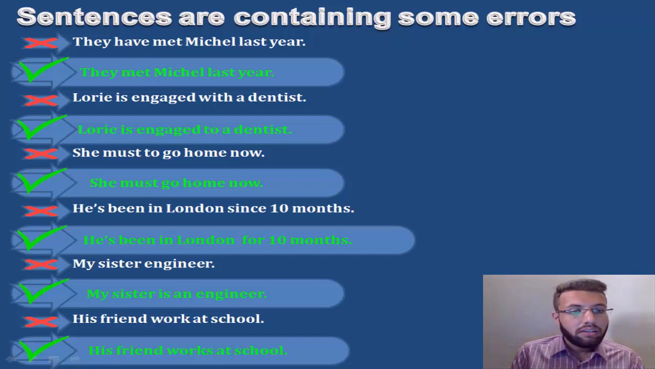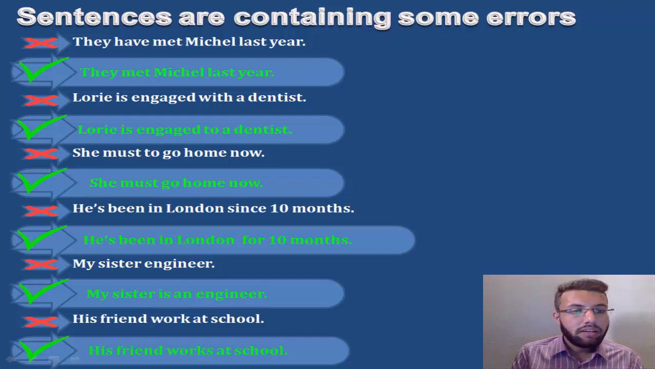Alright? Number four, he is been in London since 10 months. 10 months is giving a period of time. So we can't use since with a period of time. So the right one is for. So the correct sentence will be he's been in London for 10 months. So for your notice, we use since for a point in past time.